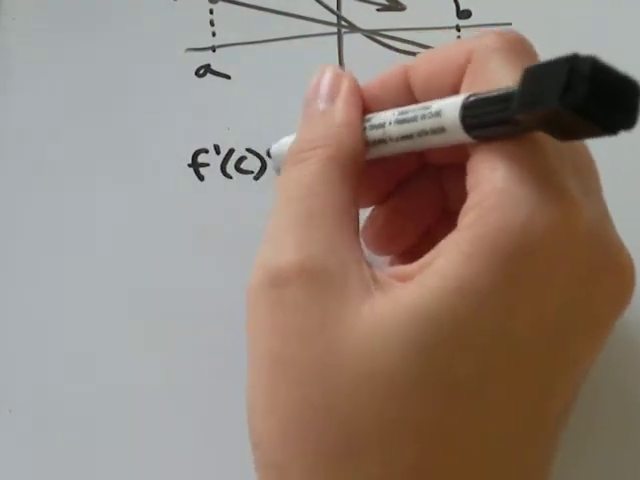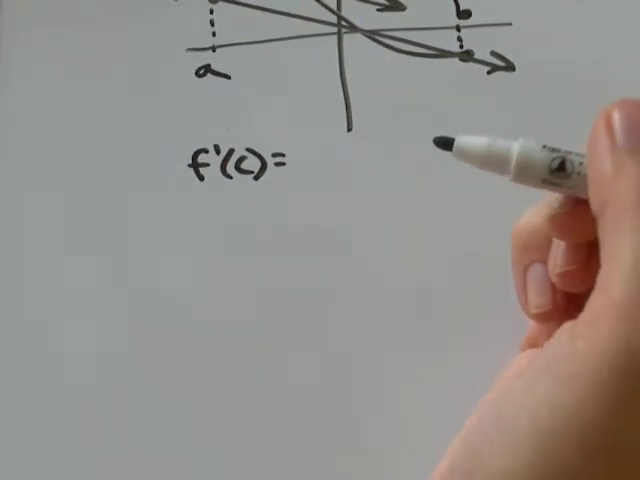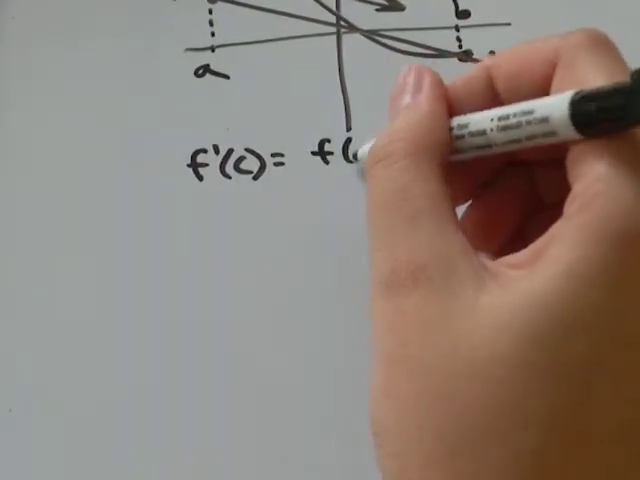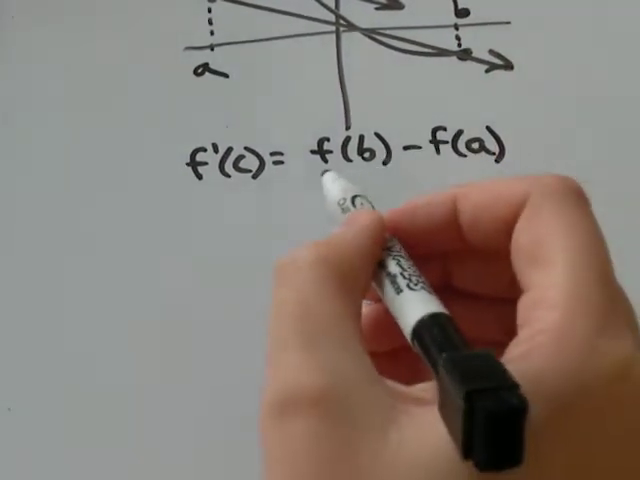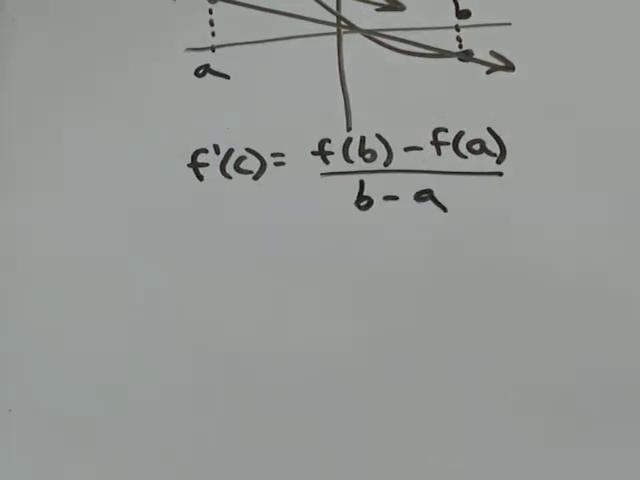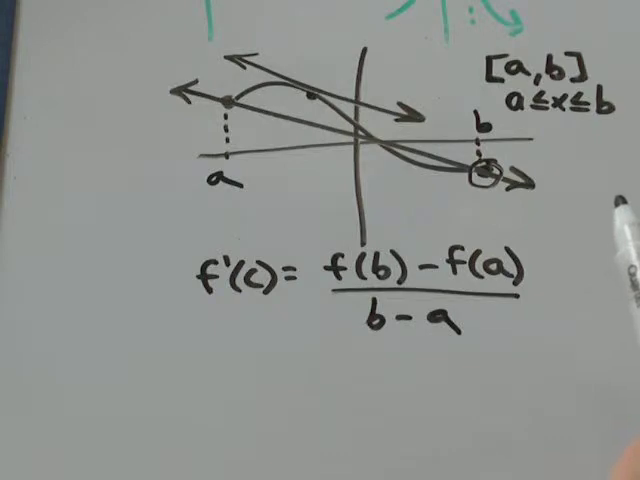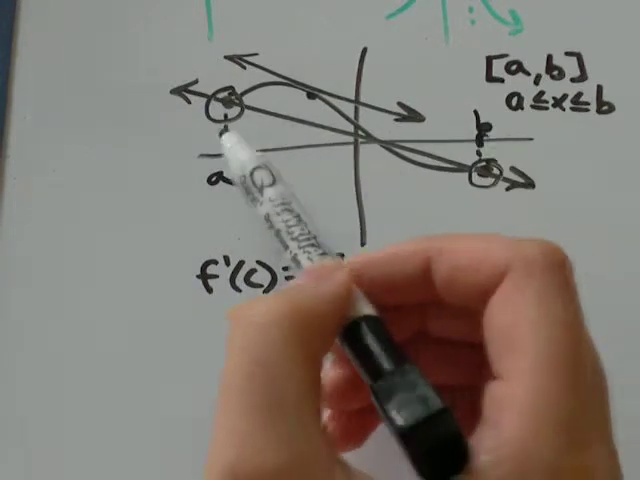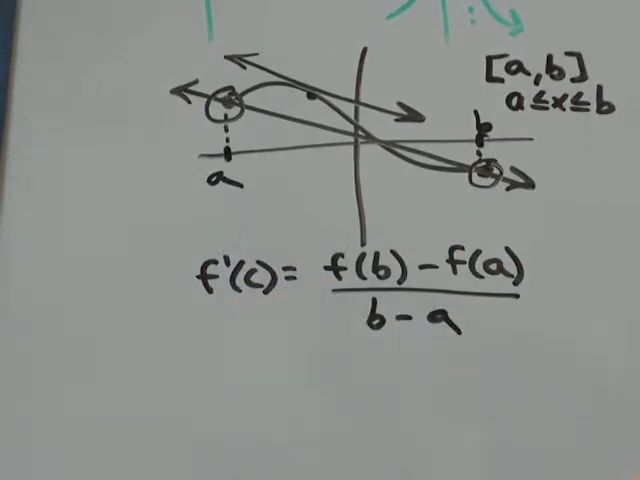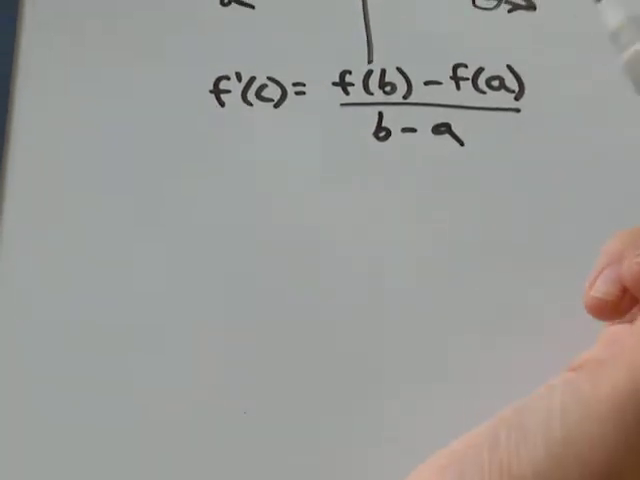F prime of C, that represents the slope of the tangent line at point C, equals our function at B minus our function at A over B minus A. So our f of B will be this point, the y value of it. F of A will be this point, the y value of it. And B minus A will be this x point minus this x point, the x values. So let's see how we would use the formula.